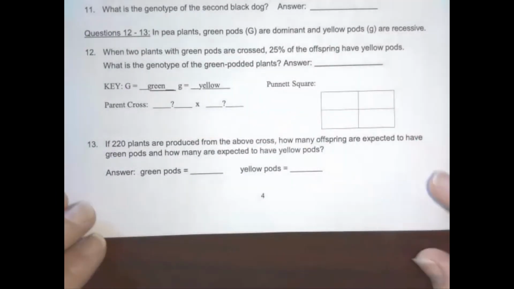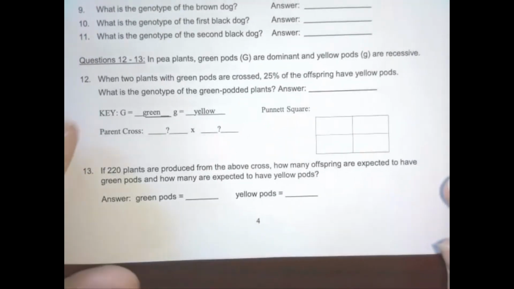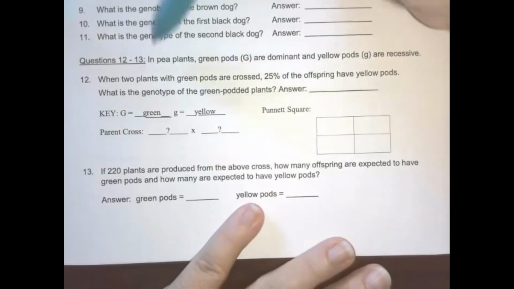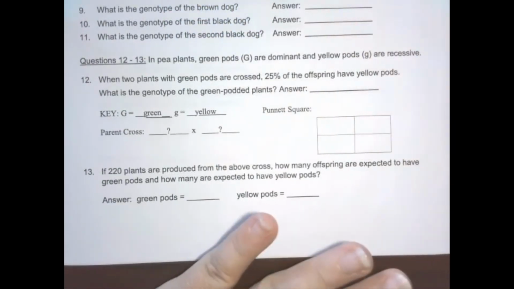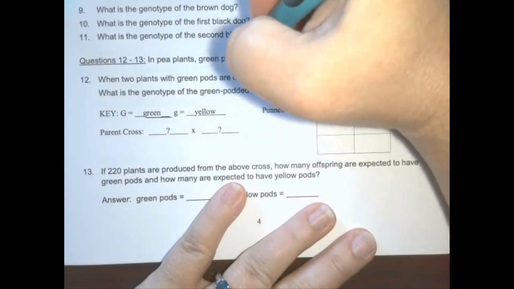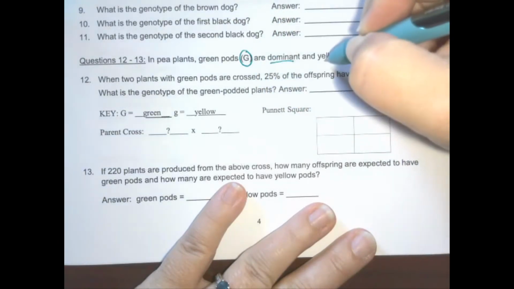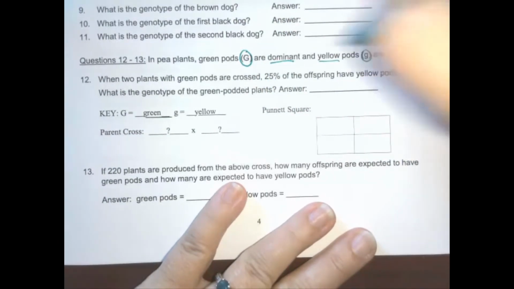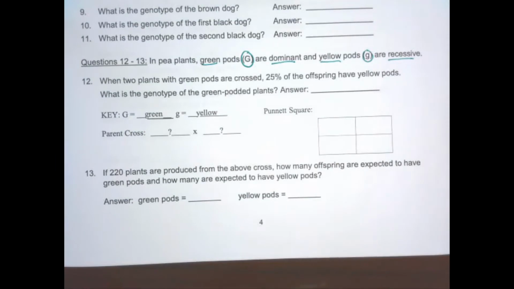All right. So I am going to also help you look at 12 and 13. Okay. So in pea plants, green pods, this is the big G, so green is dominant, and yellow, the little g, is recessive. Okay, so those are our keys there.